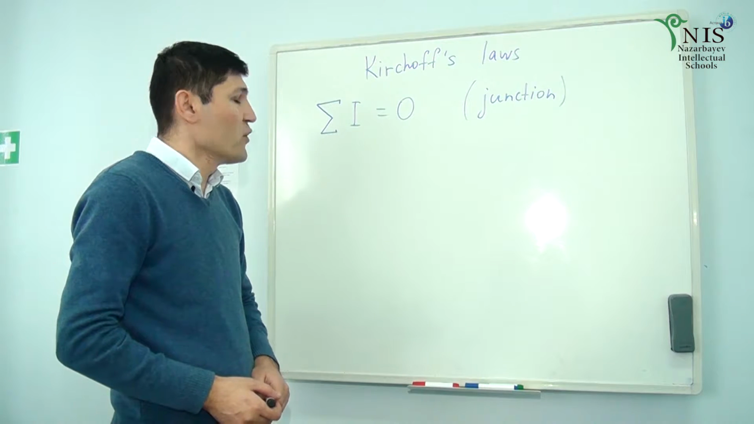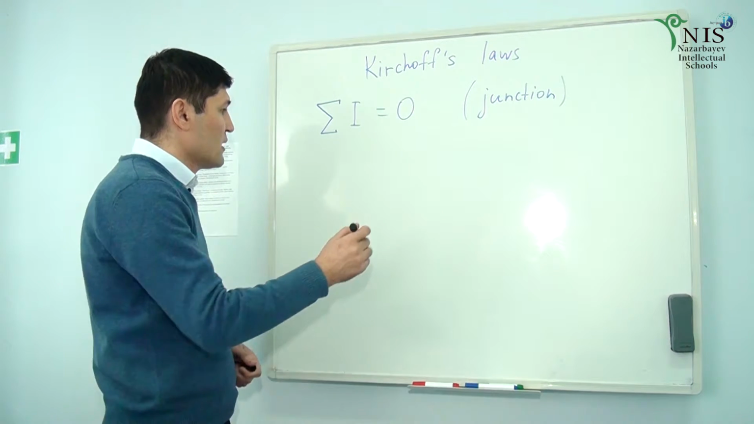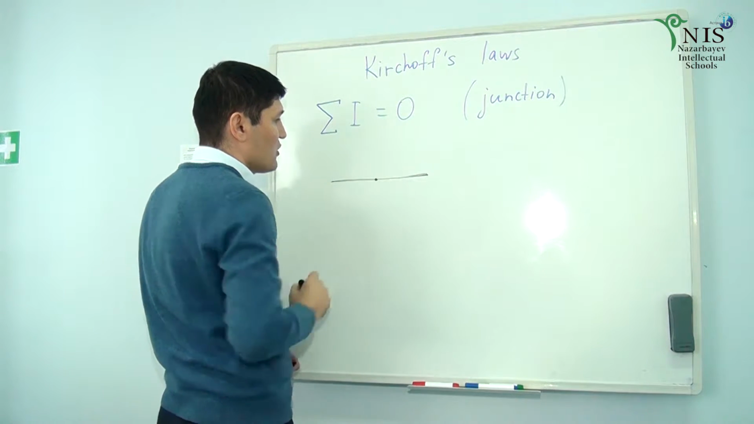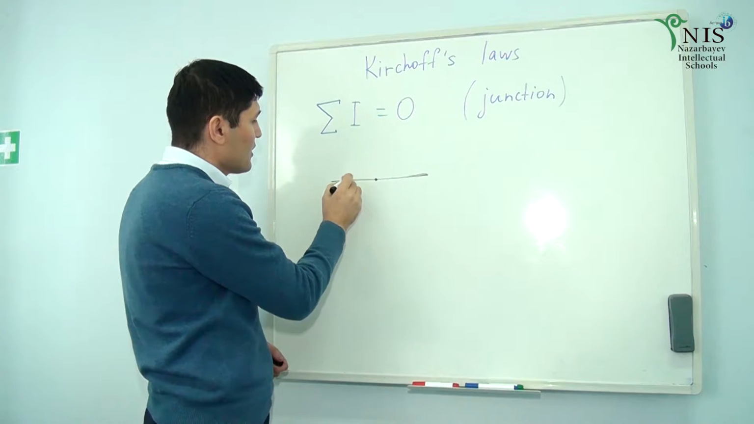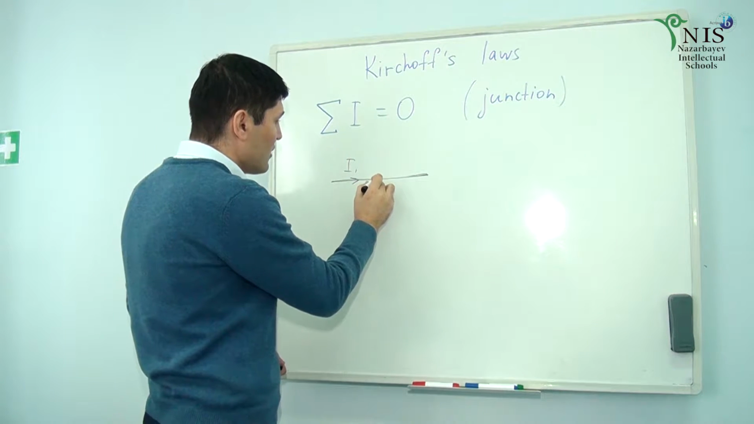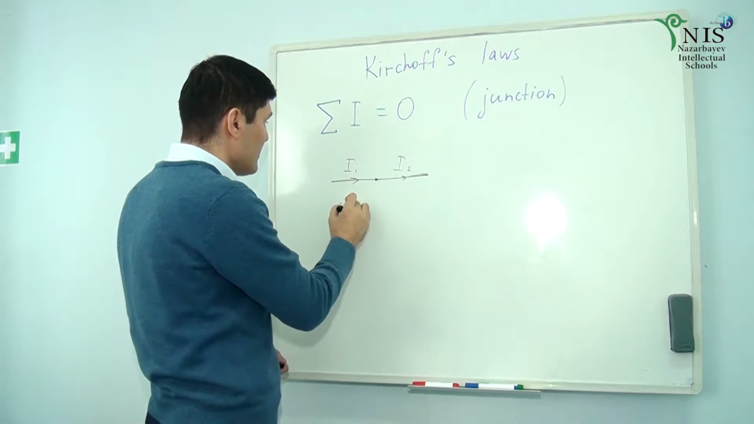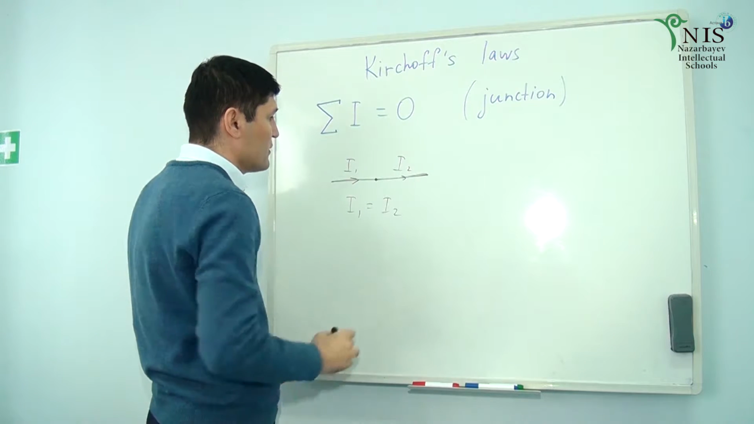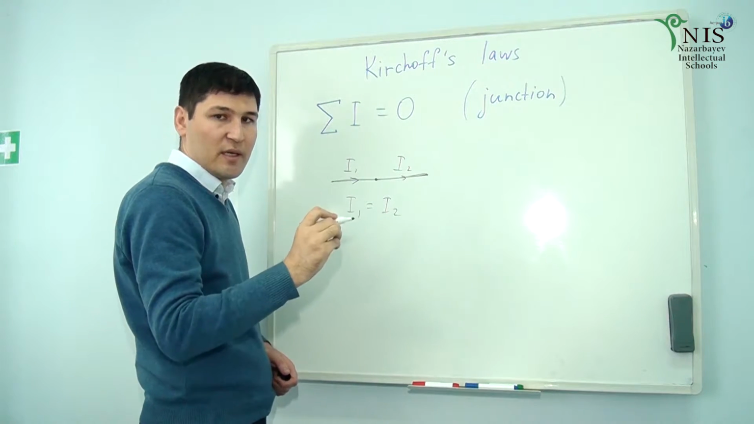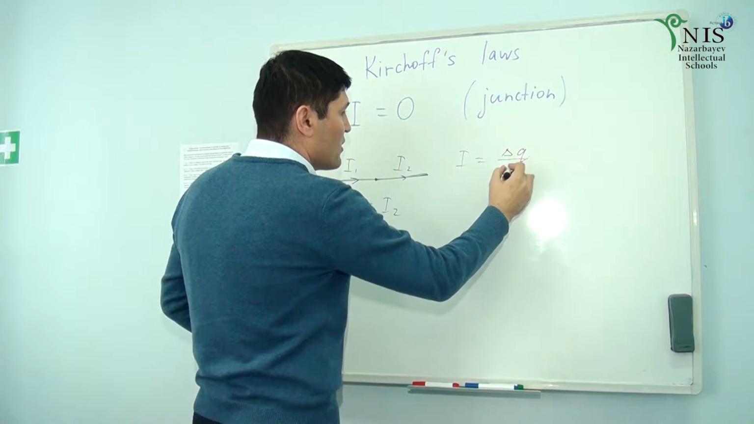So let's start with the first law of Kirchhoff for circuits. This is sometimes called the junction law. So what's a junction? Let's say this is a wire conducting electrical current, and this point can be considered a junction. Let's see what happens here. The current coming into the junction, for example this is I1 current, is equal to the current going out of the junction. This is because of the law of conservation of charge. So we can say I1 equals I2. Again, the amount of charge coming to this junction per unit time equals the amount of charge going out of the junction, because current is charge per unit time.